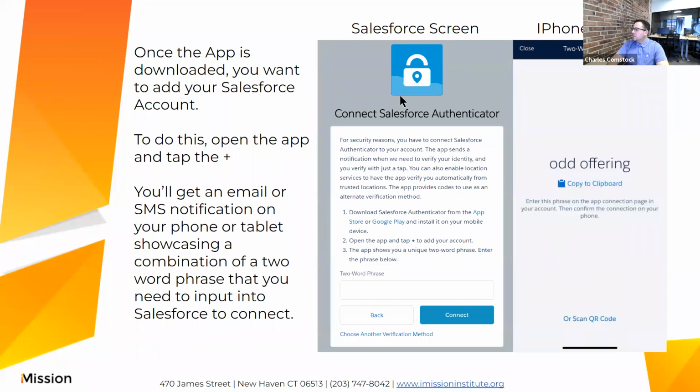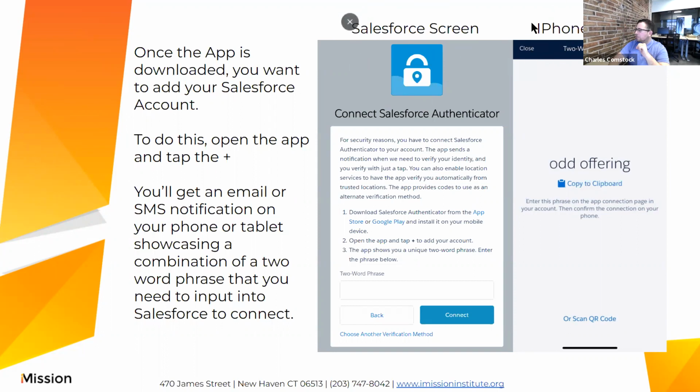So right here, this is kind of the structure when you log in for the first time. It is not this complicated every time, I promise you. This is just for the first time login. So on the left-hand side here, we have the Salesforce screen. You're logging into Salesforce, you've just enabled MFA and you're trying to set it up. And on the right, you have your iPhone screen.